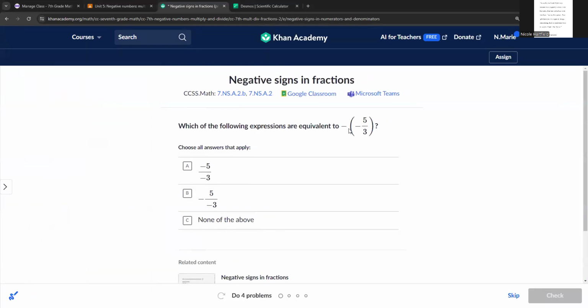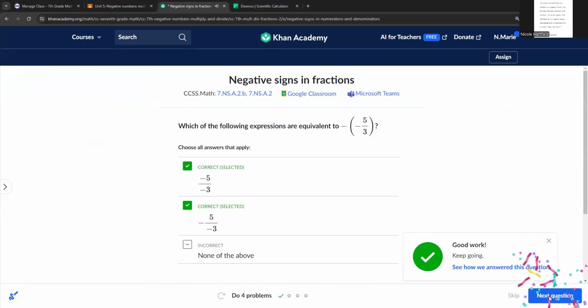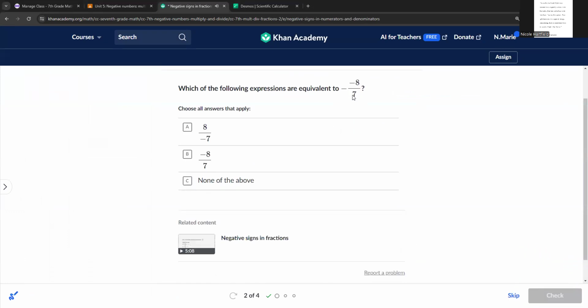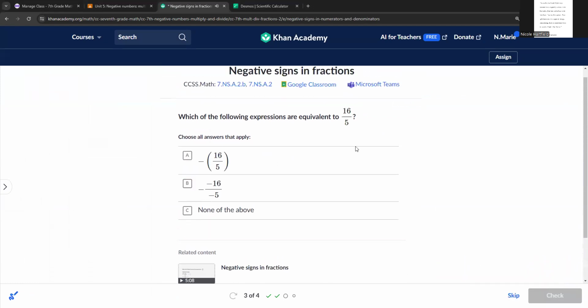All right, so 2 negatives make a positive. Same thing here. These 2 negatives make a positive. These 2 negatives make a positive. These are all written differently, but they all will, at the end of the day, just be a positive 5/3. Simple. Same thing here. This becomes a positive 8/7. These ones do not, because they only have 1 negative. So none of those are equivalent.